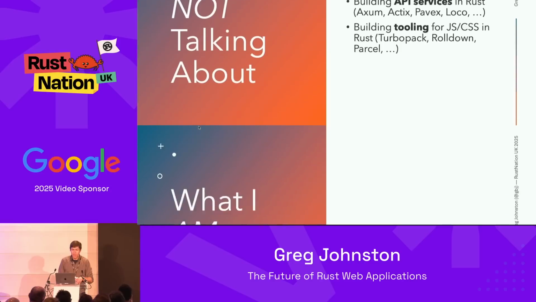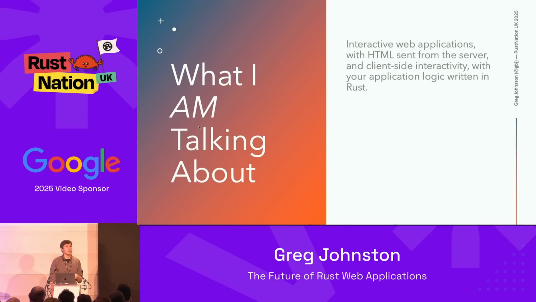So what I am talking about is using Rust to build interactive web applications, meaning your server sends down some amount of HTML, it loads some amount of JavaScript and WebAssembly, which we'll talk about, and then the user can interact directly with that page, and it does some combination of stuff happening right there in the browser for interactivity and going back to the server for data and so on.